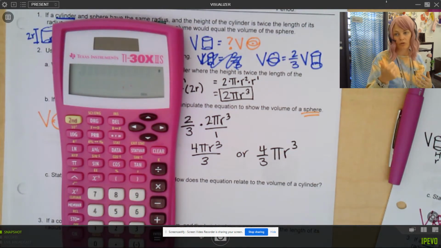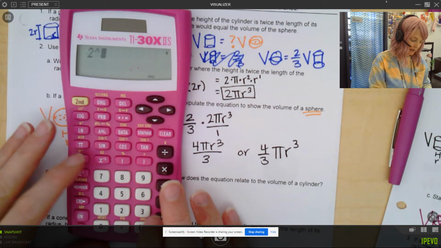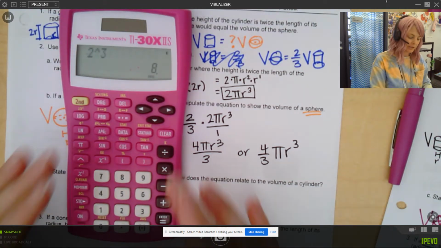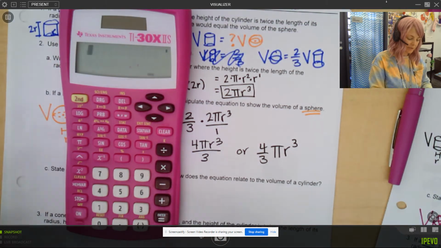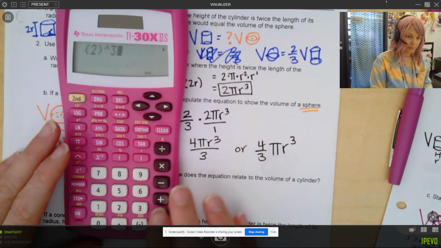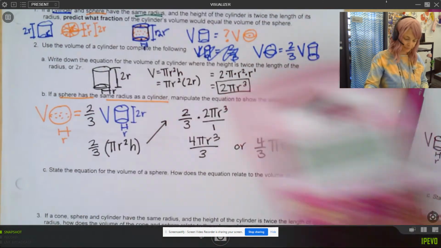So if I wanted to cube something, always pick a number you know to practice on your calculator. I know 2 cubed, 2 times 2 times 2, is 8. So if I put 2 and press caret and then 3, 2 to the third power is 8. So I feel really good about this. Sometimes you can use parentheses around your base number if you want to, but they are not needed.